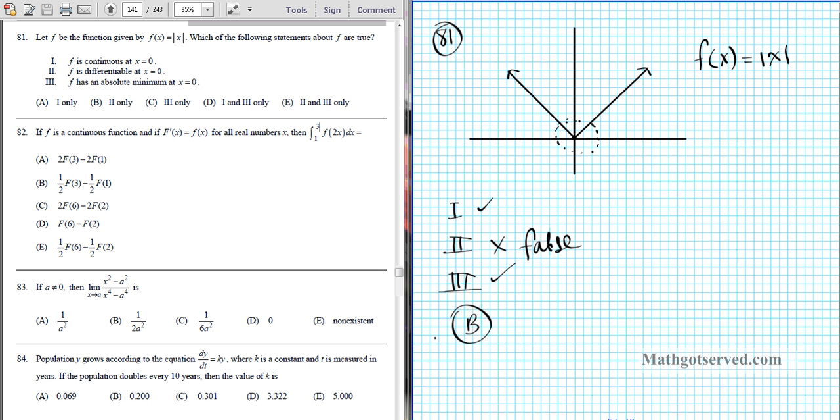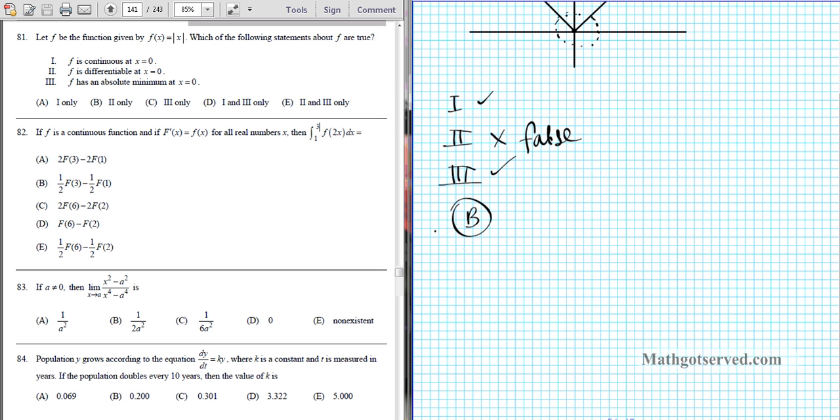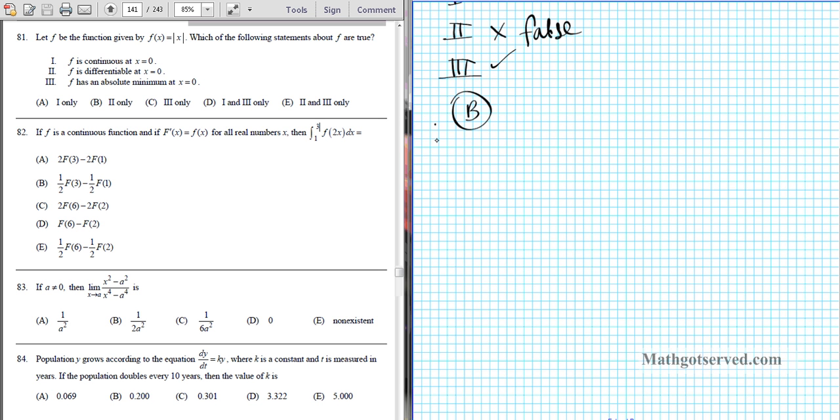All right, let's shift our attention to question 82. Question 82, we've been tested on integration here, and also the use of substitution and evaluating integrals, and the understanding of the relationship between a function and the antiderivative, and how the antiderivative interacts with the integral.